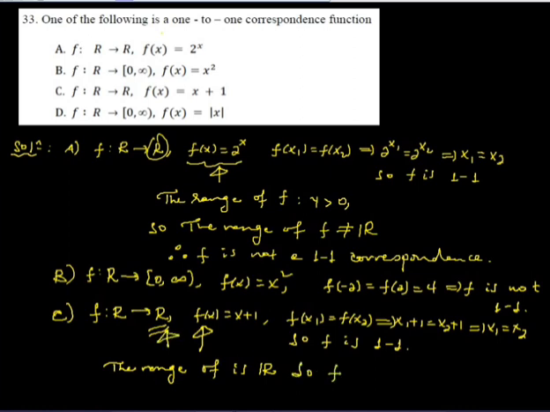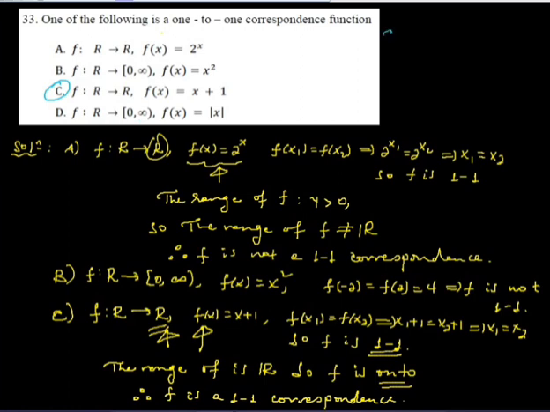So f is onto. You see, this function satisfies both the condition of 1 to 1 and onto. Therefore f is a 1 to 1 correspondence, okay. So C can be the answer. It is a 1 to 1 correspondence.